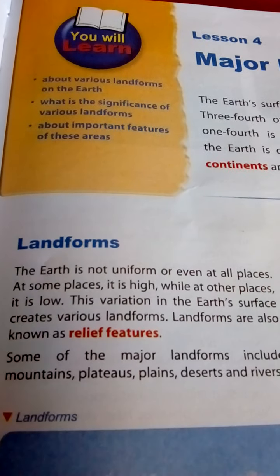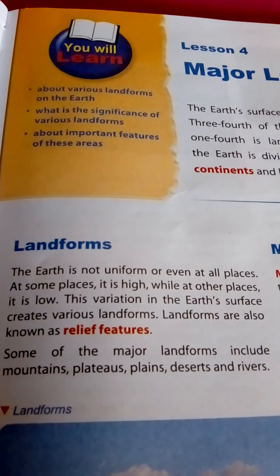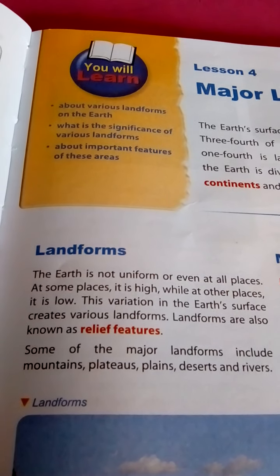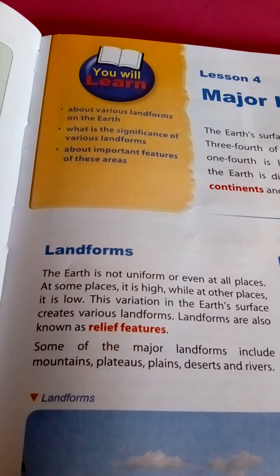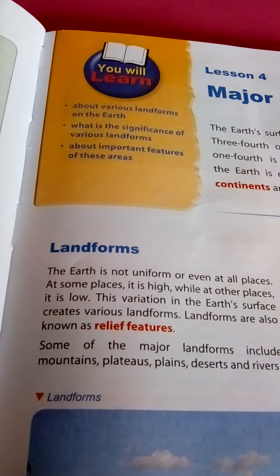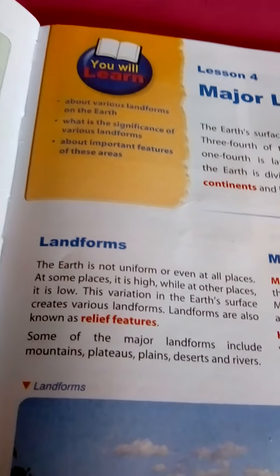The earth is not uniform or even at all places. At some places it is high, while at other places it is low. This variation in the earth's surface creates various landforms. Landforms are also known as relief features. Relief features means they help make our life easier.